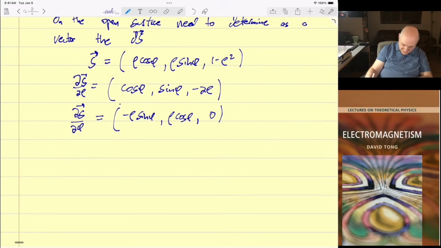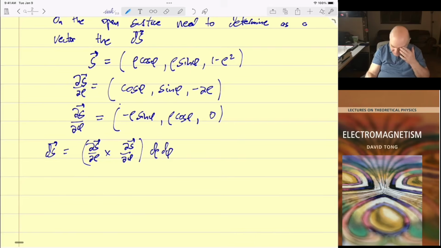And now we just take the cross product. So ds is equal to the partial of s with respect to rho, vector cross product in 3 dimensions, the partial of s with respect to phi, d rho d phi. Rho and phi could be u and v, it could be anything. Notice we don't put in cylindrical measures yet; these are all contained in this cross product.